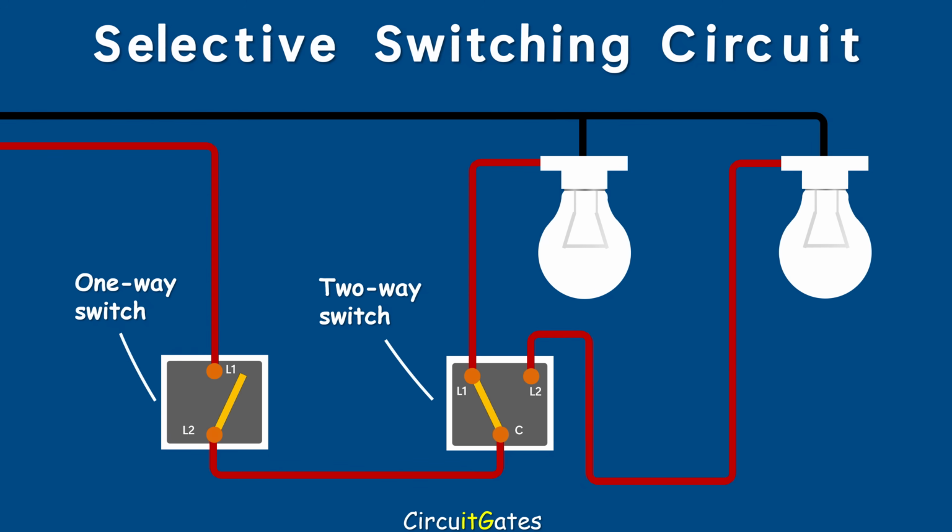In a selective switching circuit, when the one-way switch is in the off position, none of the lamps are illuminated. If the one-way switch is in the on position, one lamp will illuminate depending on the position of the selector of the two-way switch.